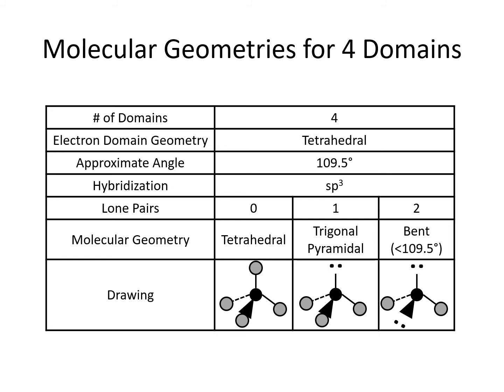You'll notice in the drawings that there are straight lines, wedges, and dashes. Straight lines are in the plane of the screen or paper. Dashed lines are pointing away from you. Wedges are pointing towards you. It is a way of representing 3D shapes on a 2D surface. Notice I draw the same configuration of wedges, dashes, and straight lines for all the molecular geometries within a category. I start with the basic tetrahedral geometry drawing and just replace atoms with lone pairs if necessary.